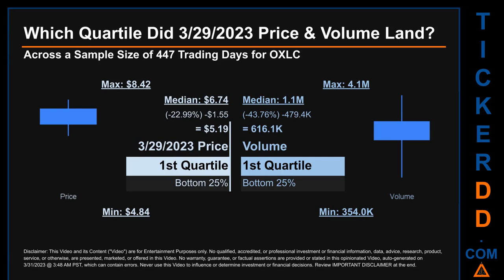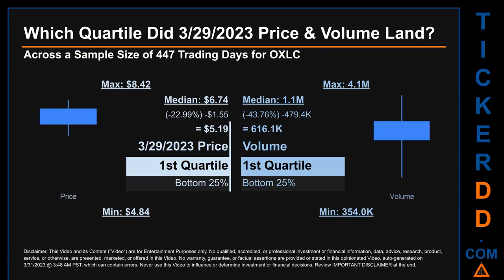Which quartile did March 29, 2023 price and volume land? Across a sample size of 447 trading days, the maximum end-of-day price for OXLC was $8.42 while the minimum was $4.84. Within that price range, March 29, 2023 price, of $5.19, landed within the first quartile, meaning it was within the bottom 25% of all sampled end-of-day prices.